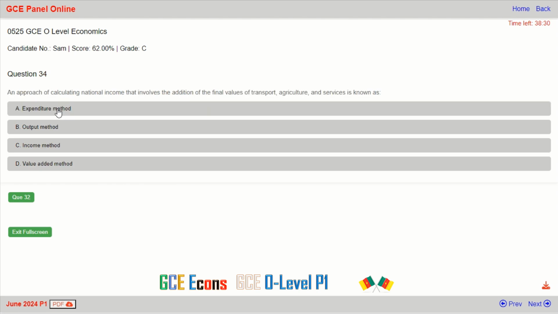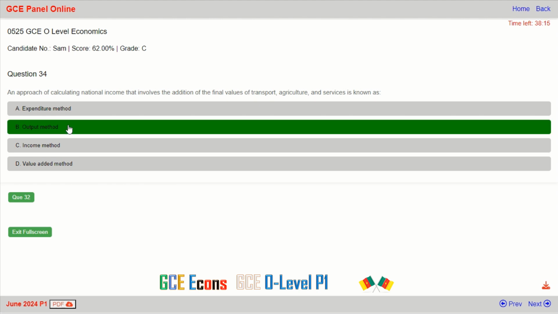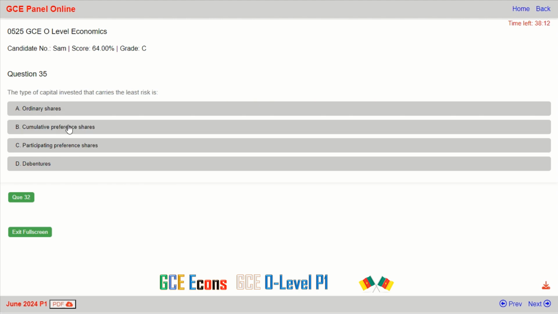An approach of calculating national income that involves the addition of final values of transport, agriculture, and services is known as final values of transport. Those are outputs, right? So let's say this is the output method. Let's see if we get this one correct. Of course, we did. So the type of capital invested that carries the least risk is ordinary shares, cumulative preference shares, participating preference shares, debentures. So the ones with the least risk are debentures, D.